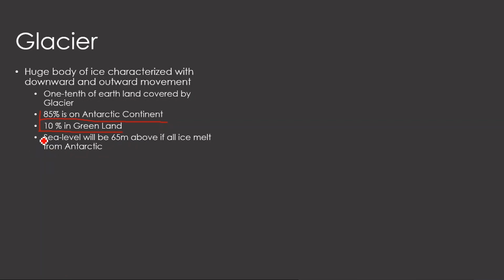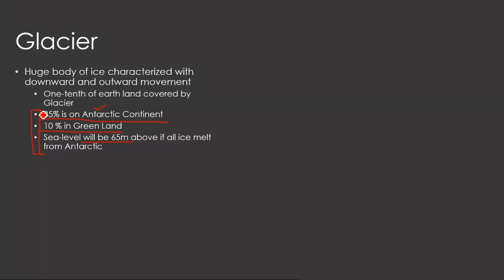If, due to any reason, all this glacier ice which is there in the Antarctic region starts melting and the water comes to the seas and oceans, then the present-day water level would rise by 65 meters. So that is what the glaciers can do to the surface of our earth.